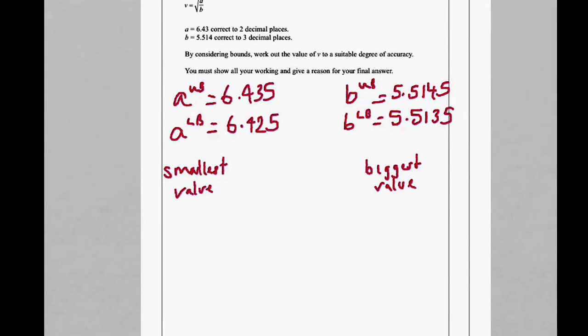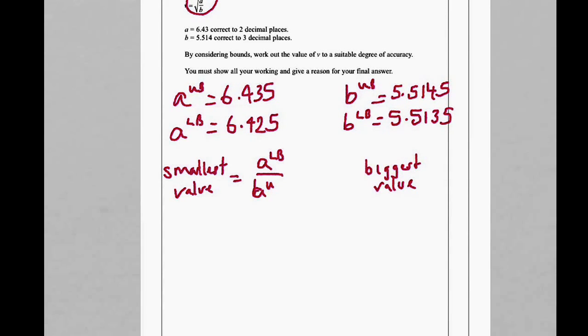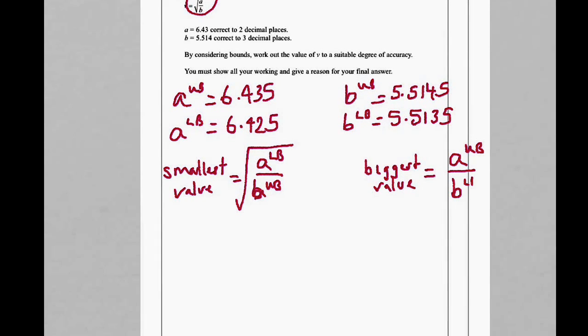Now, because there's a division going on in here, to get my smallest value, I need the smallest value of a, but divided by the biggest value of b. So I'm looking for the upper bound of b. And then, of course, I have to take the square root. Now, for my biggest value, I want to take the biggest value of a and divide by the smallest value of b. That's going to give me the biggest possible answer, and I need to take the square root.